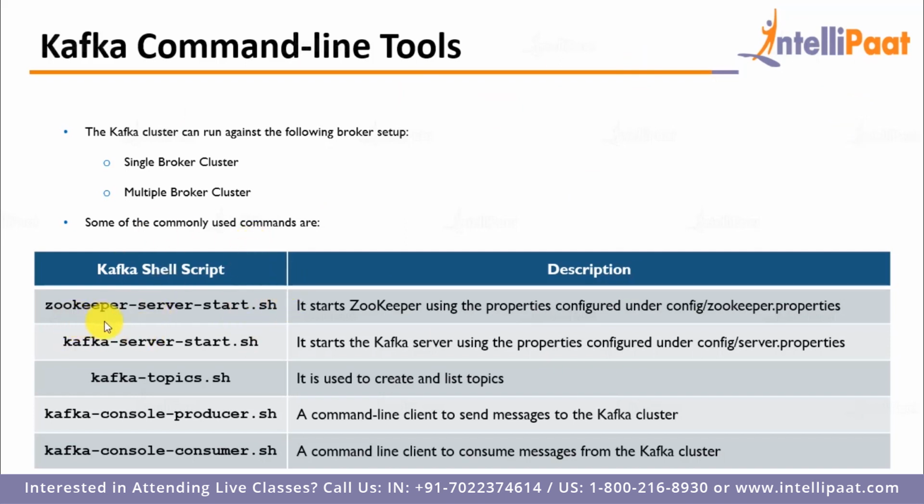We'll start off with zookeeper-server-start.sh. Whenever we are working with Kafka or real-time processing, we need zookeeper. So to start zookeeper, we have to run this command. We'll type in zookeeper-server-start.sh. As we see over here, it starts zookeeper using the properties configured under config/zookeeper.properties. So in simple terms, this command is basically used to start the zookeeper service.